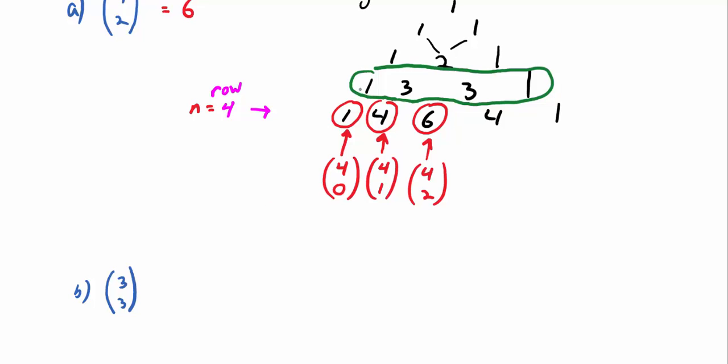So you start counting at 0. So this guy's 3 choose 0, 3 choose 1, 3 choose 2, 3 choose 3 is 1.